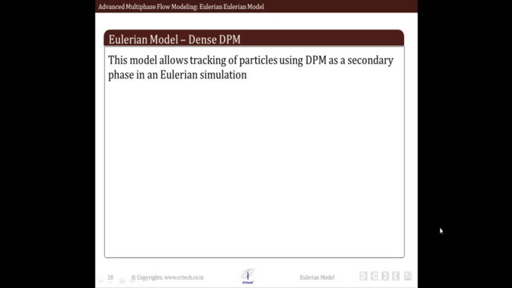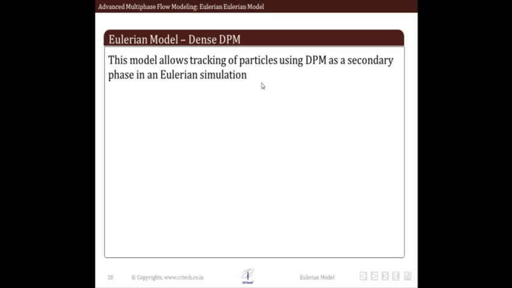Let us now see the next submodel within the Eulerian model, which is called dense DPM, that is, dense discrete phase model. This model allows us to track particles using DPM as a secondary phase in an Eulerian simulation. As you may remember, if we are using the Lagrangian equations for the discrete phase within the DPM model, it has a limitation that the discrete phase volume fraction should be low. Then only we can use the DPM model.